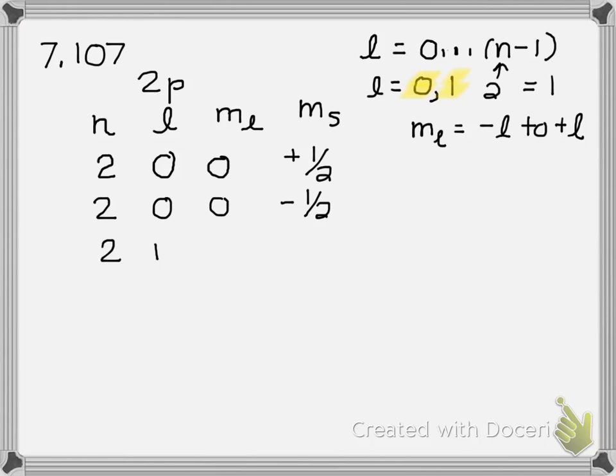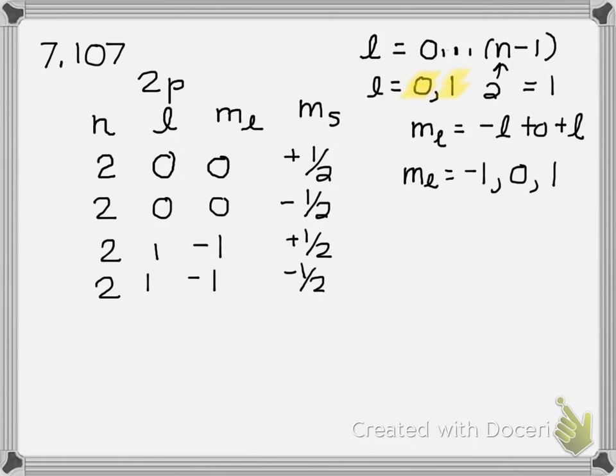Okay, if L equals 1, then M sub L could equal negative 1, 0, and 1. So M sub L could equal negative 1 plus 1/2, or it could have the same 3 and then minus 1/2. Then we could have 2, and that takes care of this one here. We could have L equals 0.